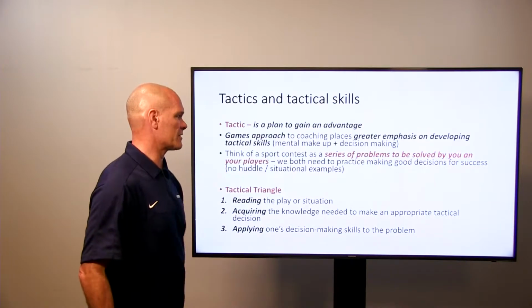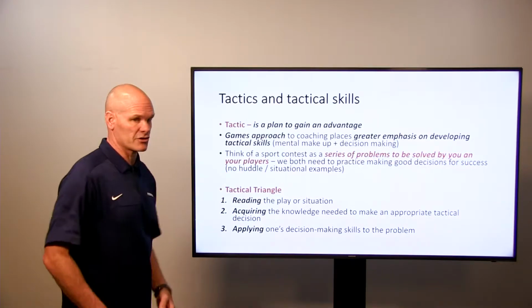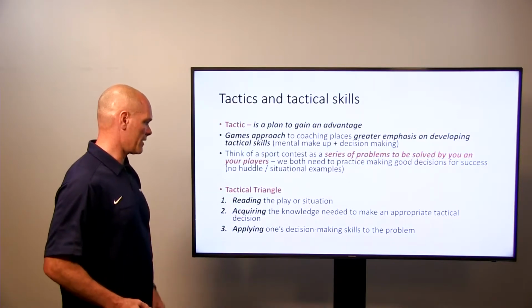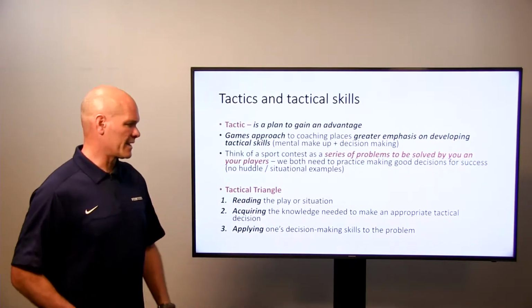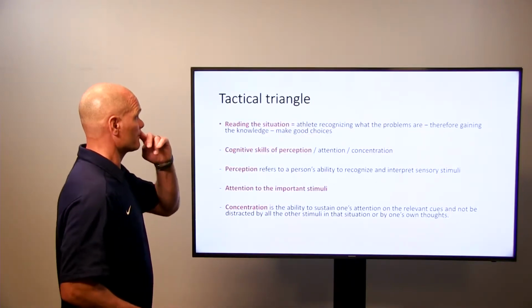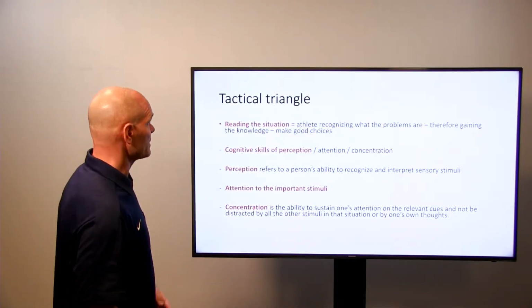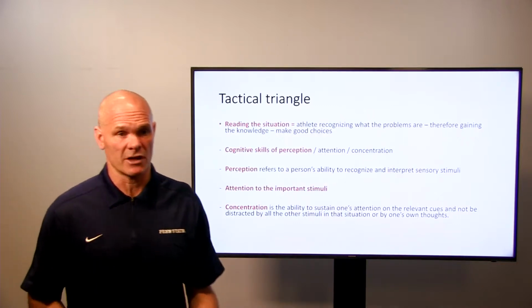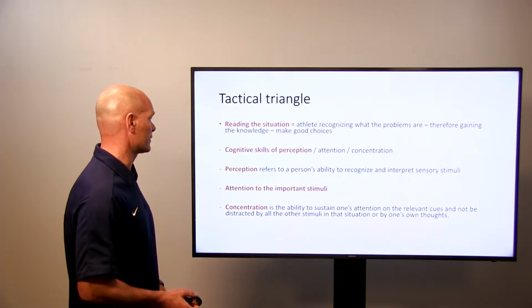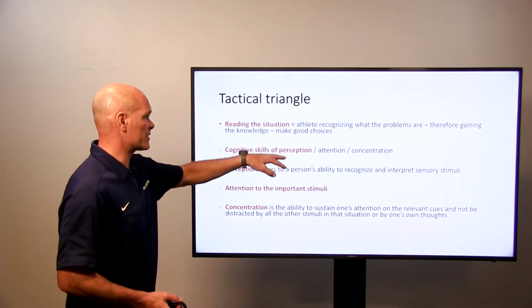Again, the reason is a series of problems need to be solved by your players all the time. So the tactical triangle is reading it, acquiring the knowledge for it, and then applying that decision making. Reading the situation, again, they need to be able to recognize on their own what the problems are. So you have to actually teach that almost like a classroom situation before you go out on the field. Again, cognitive skills of perception.